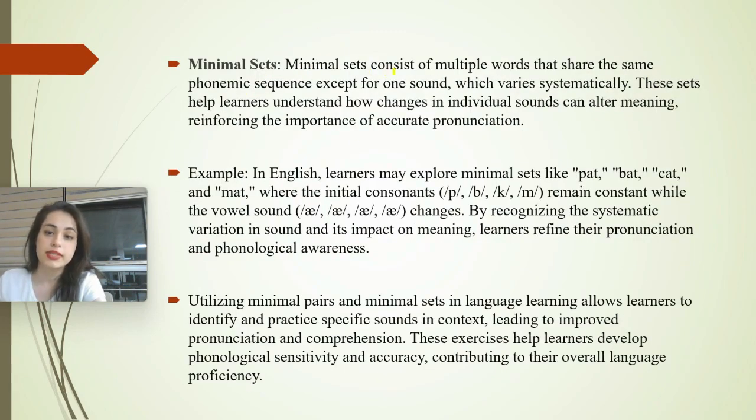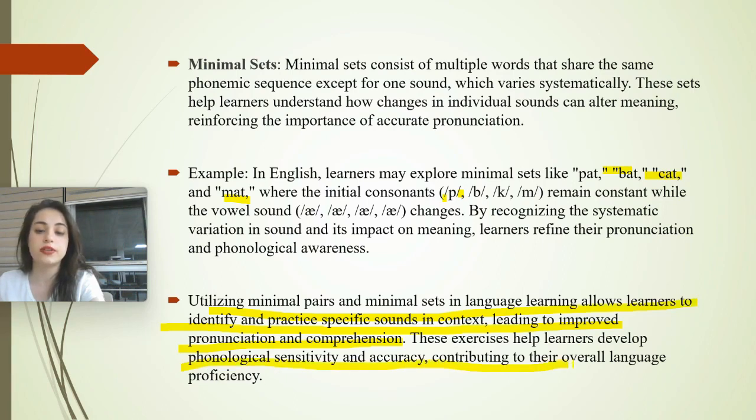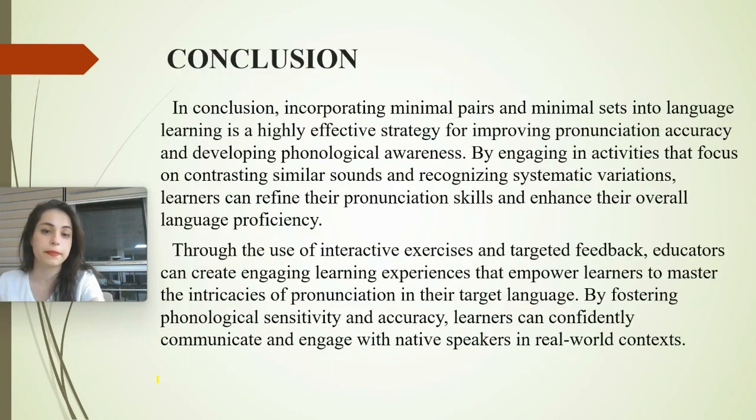Minimal sets share the same phonemic sequence except for the sounds, which vary systematically. For example, bat, cat, mat: p, b, k, m, like that. Minimal pairs and minimal sets in language learning allow learners to identify and practice specific sounds and contexts, leading to improved pronunciation and comprehension. These exercises help learners develop phonological sensitivity and accuracy, contributing to their overall language proficiency.